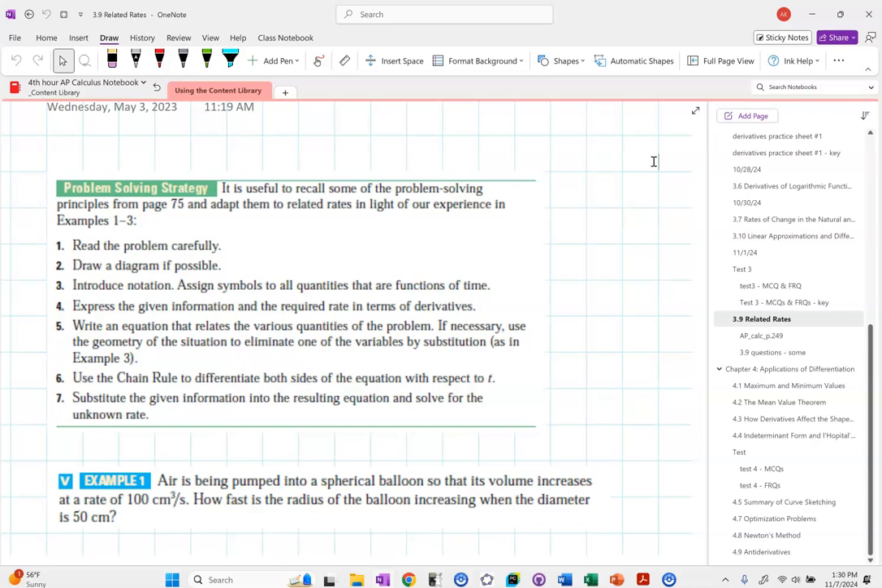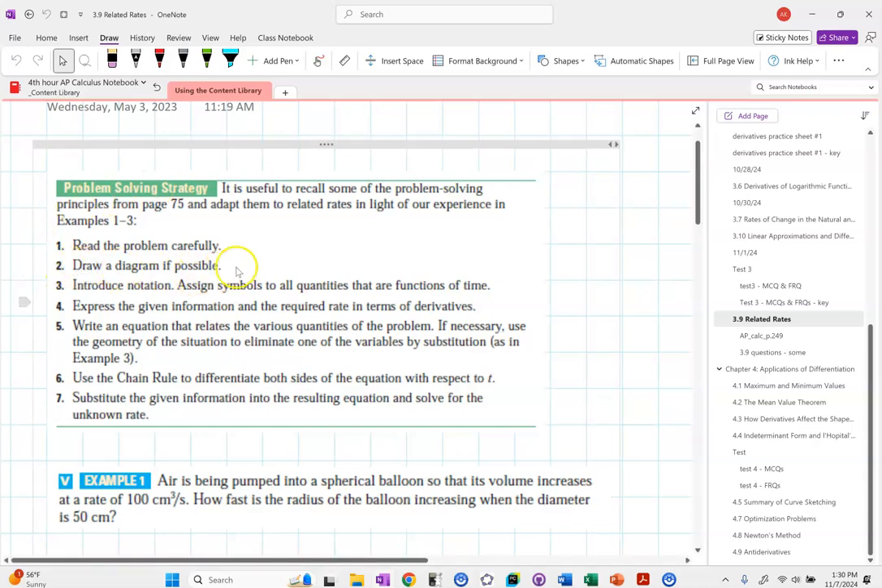You need to read the whole thing. You need to read all the words. You need to go slowly and carefully and make sure you understand the situation that's going on. Most of these problems have a physical, real world situation that you can picture in your mind's eye. Really helpful if you're able to do that.